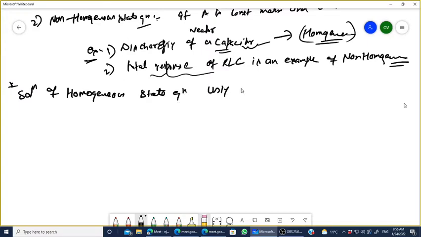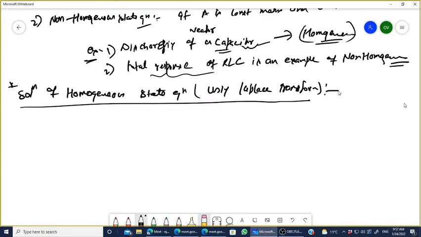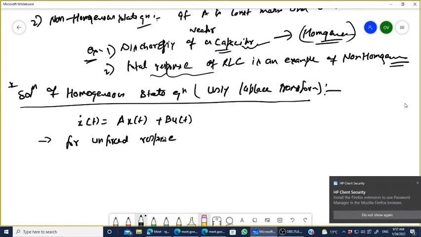using Laplace transform, right? Then we will only take the differential equation, and how the differential equation will be solved, we will see after this. The solution of homogeneous: let's say we have the equation x dot t is equal to A x t plus B u t, and since it is homogeneous, it is the unforced response, right? Unforced response means u t equals 0.